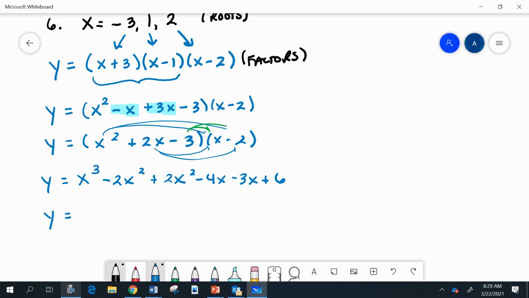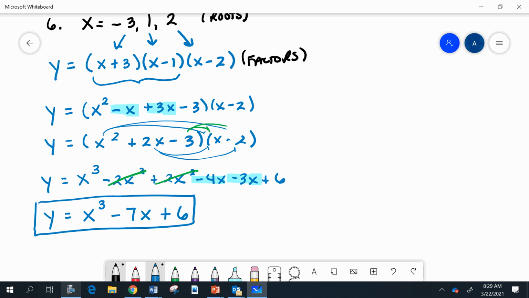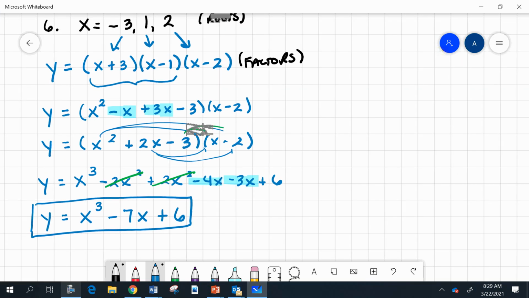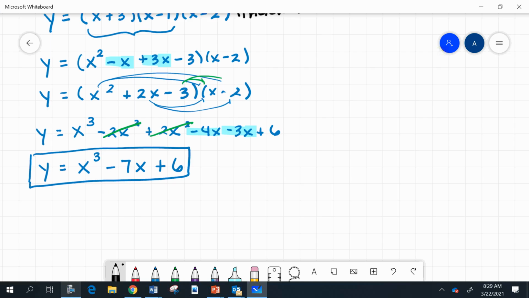So our final equation in standard form is x cubed. I notice here that -2x squared and 2x squared cancel. I see that these are going to combine like terms to make -7x, and the constant is -6. So what we learned how to do in class was, if we are given the roots, how can we then write a polynomial equation? All right, we're going to try one more here.